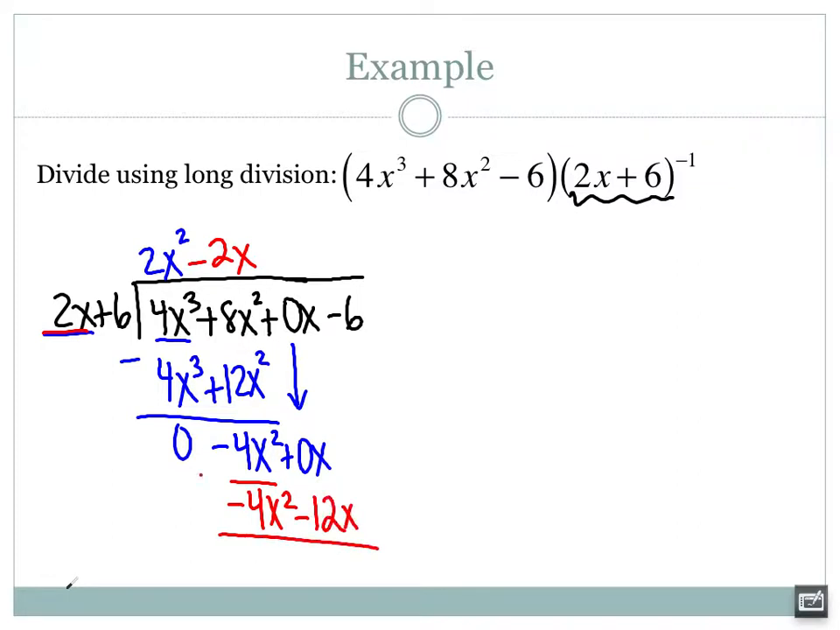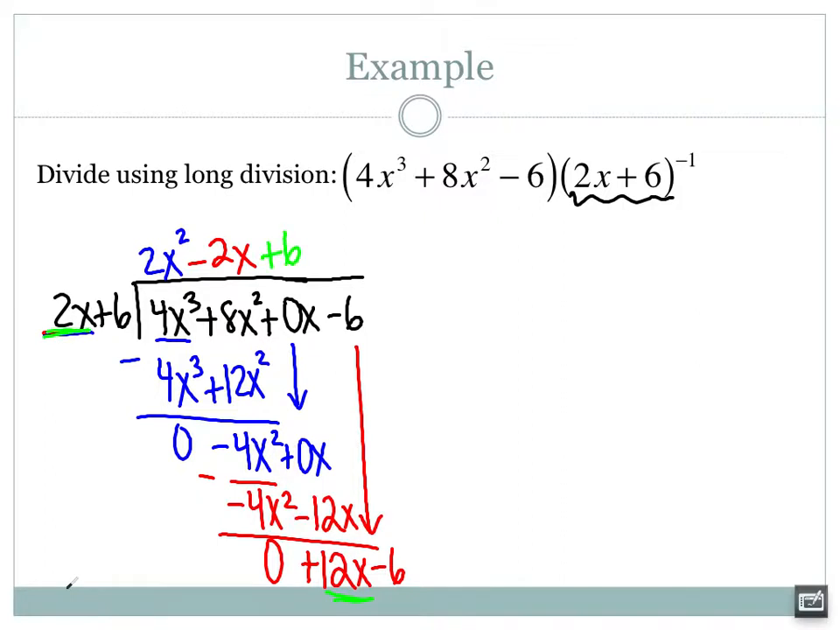And now I want to subtract. Negative 4x squared, subtract negative 4x squared is 0. Again, I'm on the right track. 0x subtract negative 12x is positive 12x. Remember that we're subtracting. 0 subtract negative 12, positive 12x. And bring down that negative 6. Okay, now I have 12x divided by 2x. 12 divided by 2 is 6.